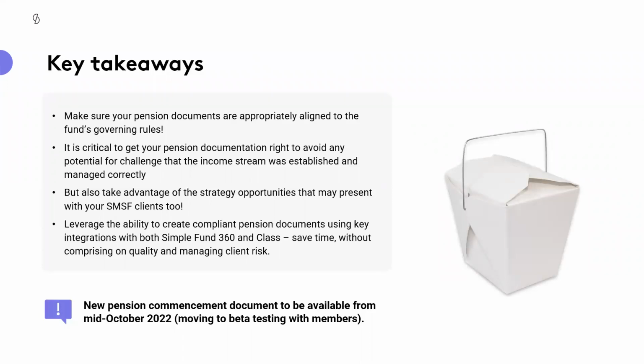First and foremost, from today's session, happy to take any other questions that we have here. Most importantly, make sure your pension documents are appropriately aligned to the fund's governing rules. Make sure you're also getting your pension document right to avoid any potential challenge that the income stream was established and therefore managed correctly. Look to take advantage of those strategic opportunities that may present as well, and leverage the ability to create using the integrations without necessarily compromising on the quality, but still leverage those integrations to save you time in that process.